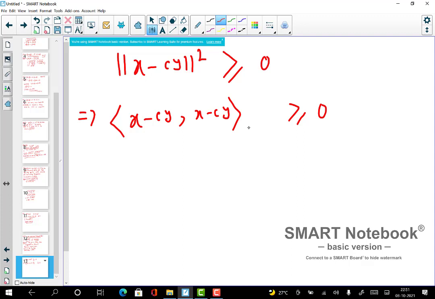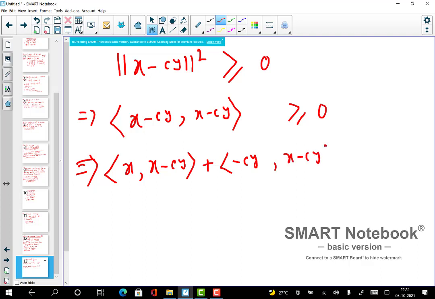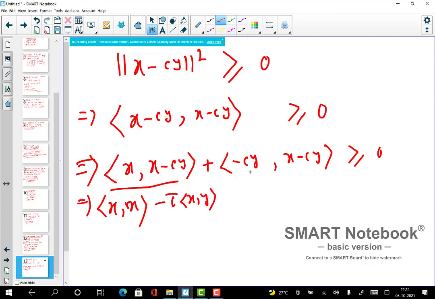Again, the property of inner product tells you that this is the inner product of x with x minus cy, plus the inner product of minus cy with x minus cy, and this is greater than or equal to 0. From the first one you can separate it: it will be the inner product of x with x, and then minus the inner product of x with cy, but c comes outside as c bar, so minus c bar times the inner product of x, y. Similarly, here you have minus c times the inner product of y with x minus cy, which is greater than or equal to 0.